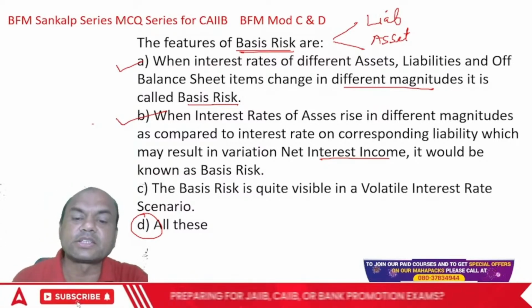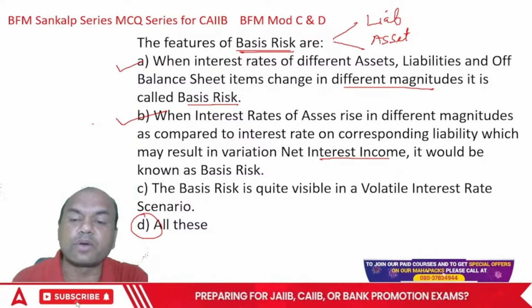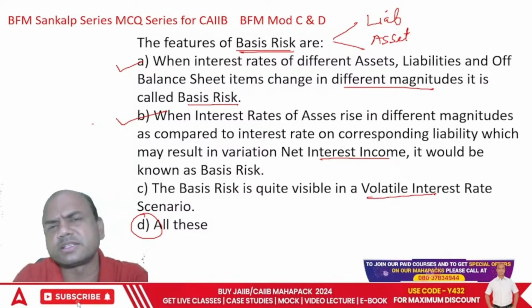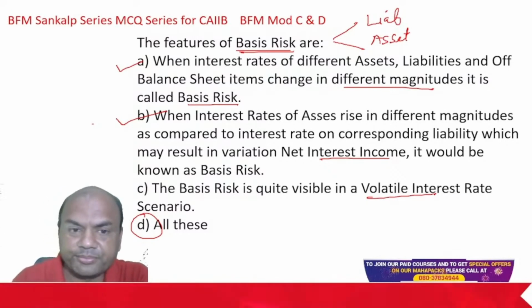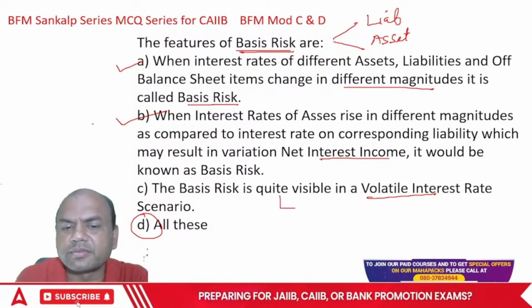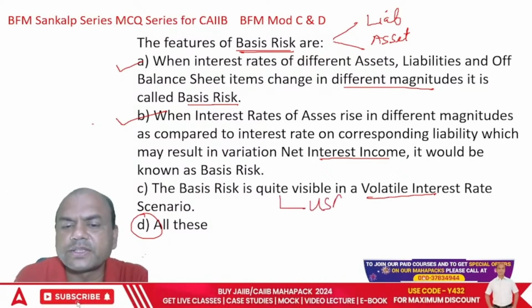So the basis risk is quite visible in volatile interest rate scenario. Obviously, volatile means highly changing interest rates. Right now in the US, the same thing is happening. If you check the USA, they are facing the same crisis now, volatile interest rates.